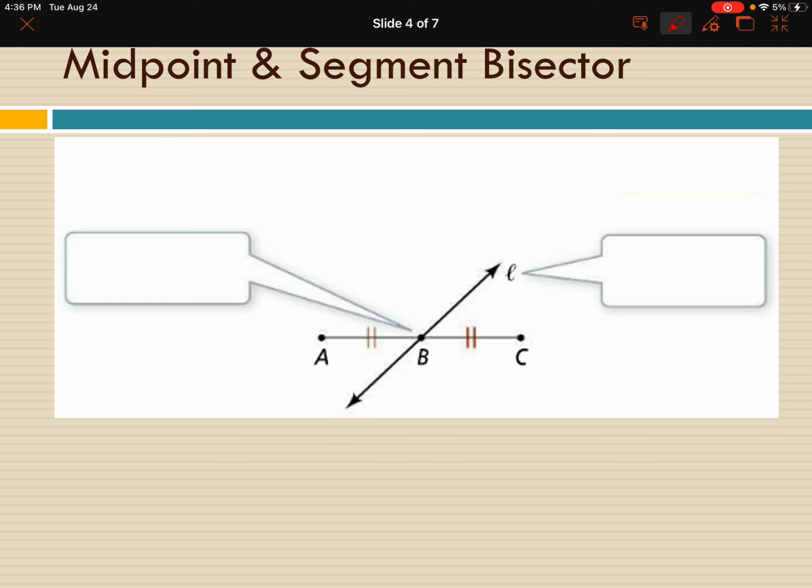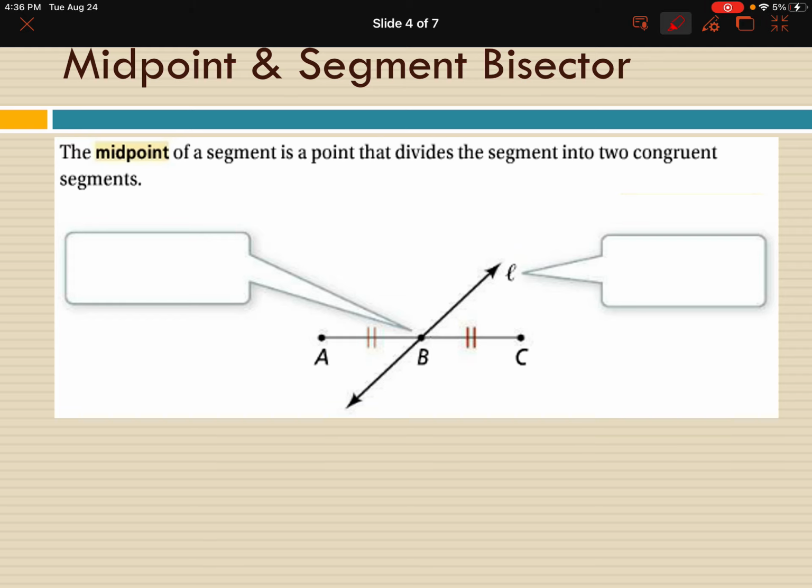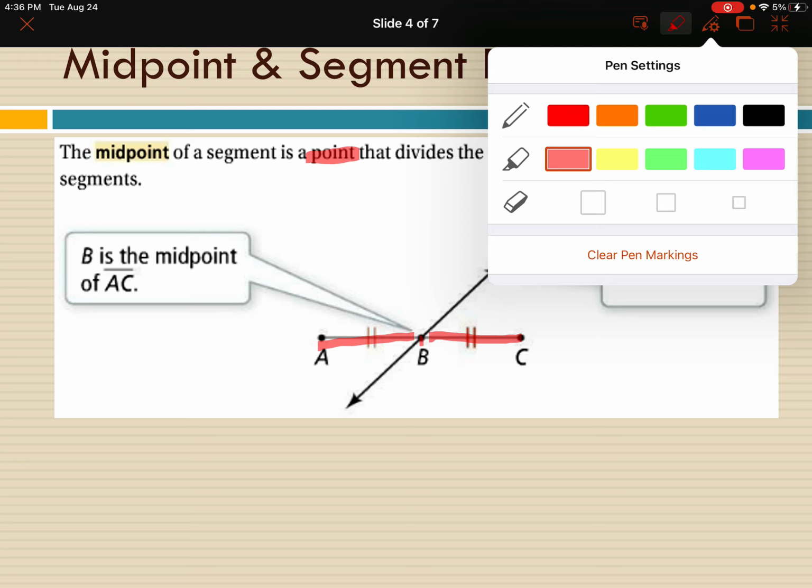The next thing we're talking about is a midpoint and segment bisector. The midpoint of a segment is a point that divides the segment into 2 congruent segments. What that means is the midpoint, for example, on this little diagram right here, would be B. The reason we know is because this distance from A to B and this distance from B to C are equal to each other.